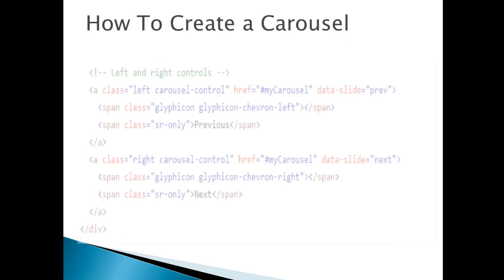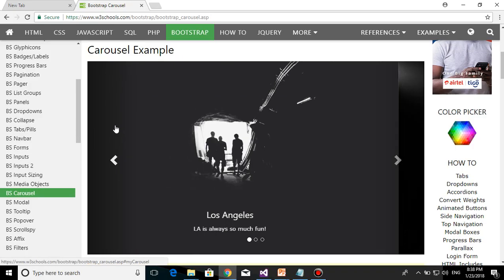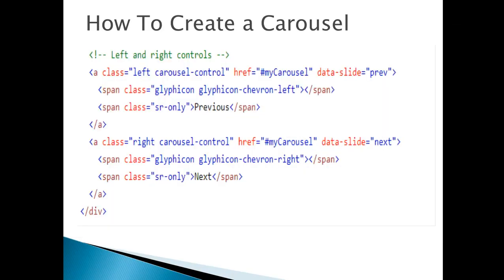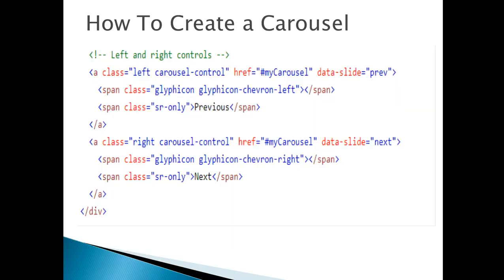Let's continue. And this is the left and right control. The left and right controls control the slide with glyphicons. Glyphicons are icons from Bootstrap, and they show greater than and less than signs, previous and next. That's all for the theoretical part. We'll meet in the practical part, the second part of this lesson.